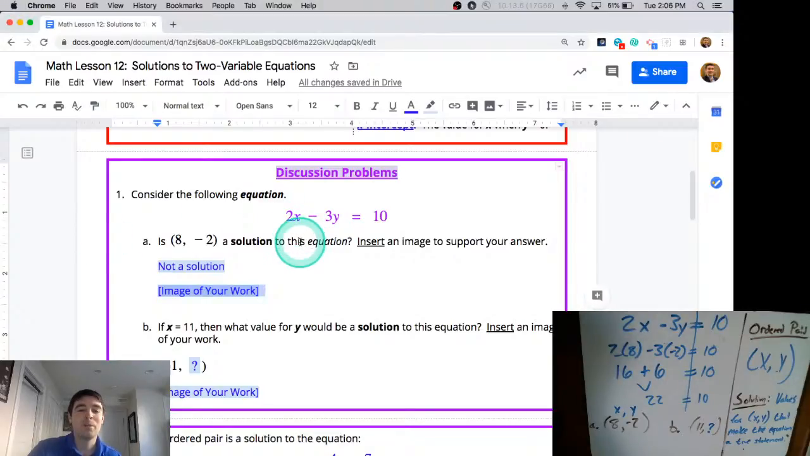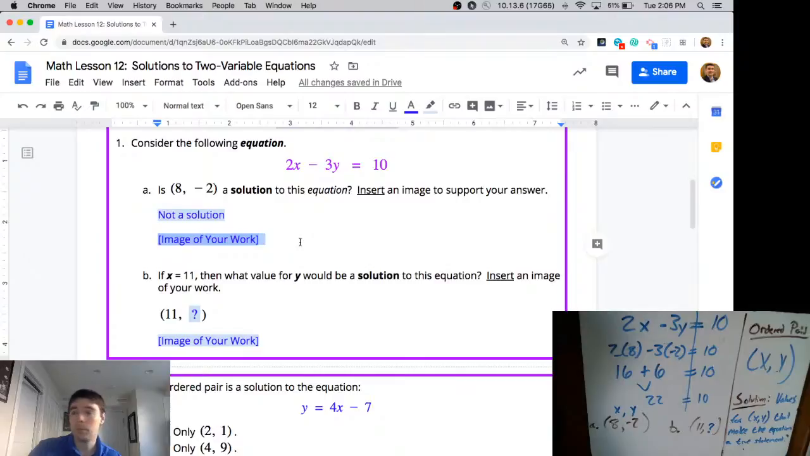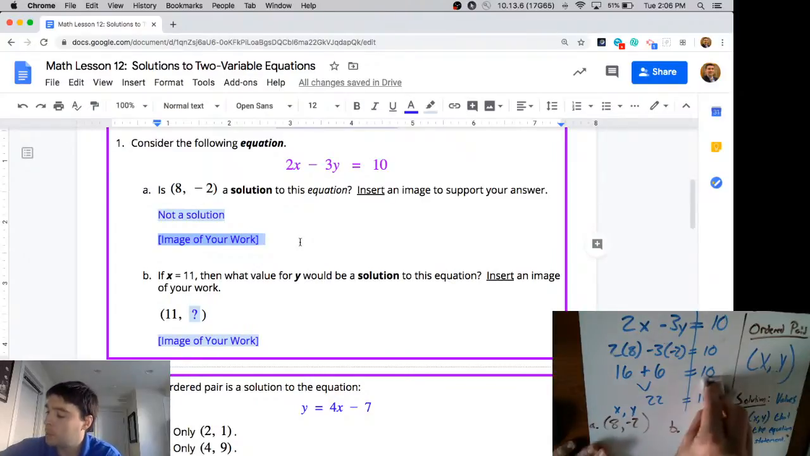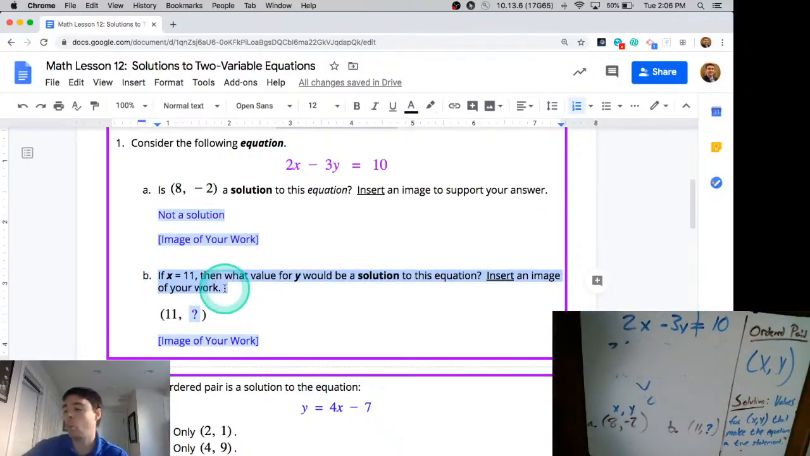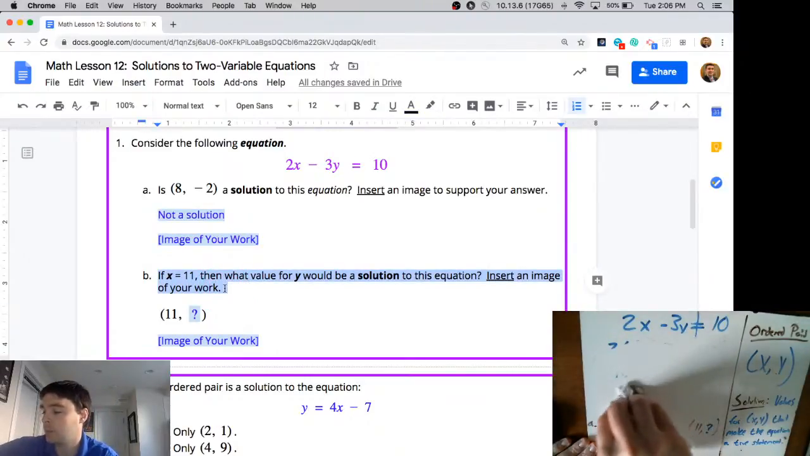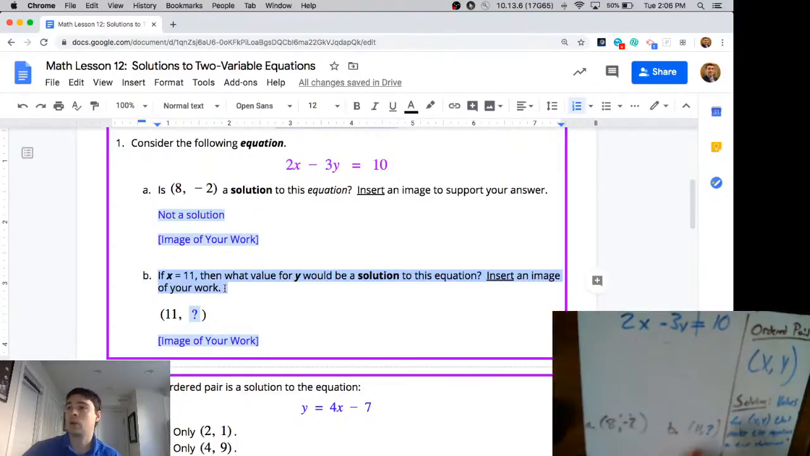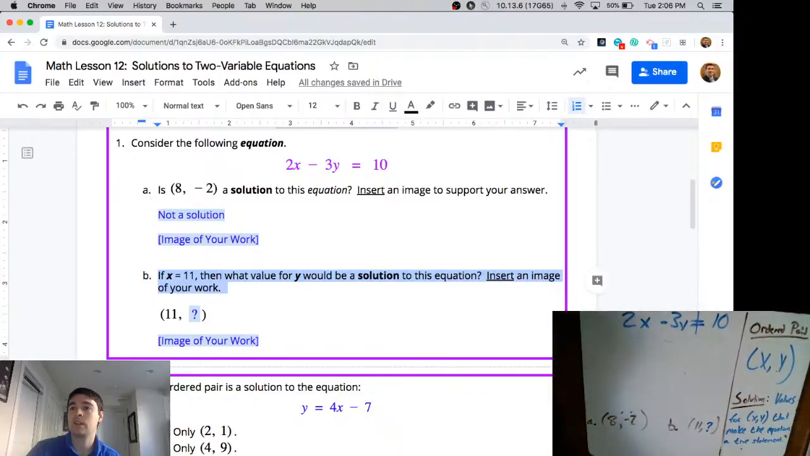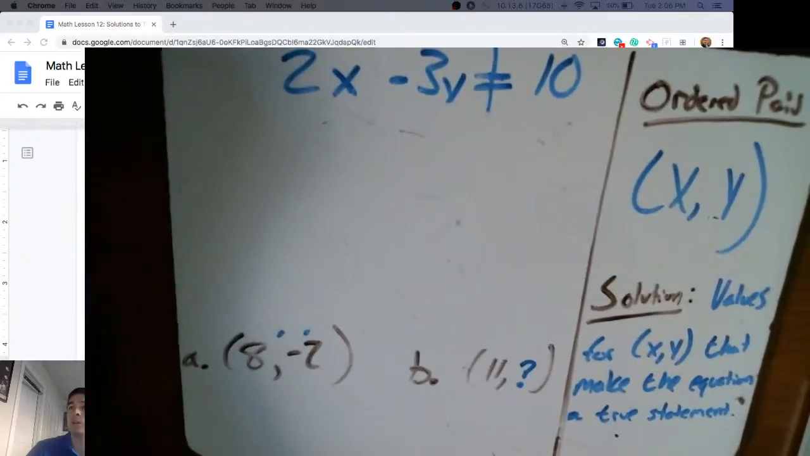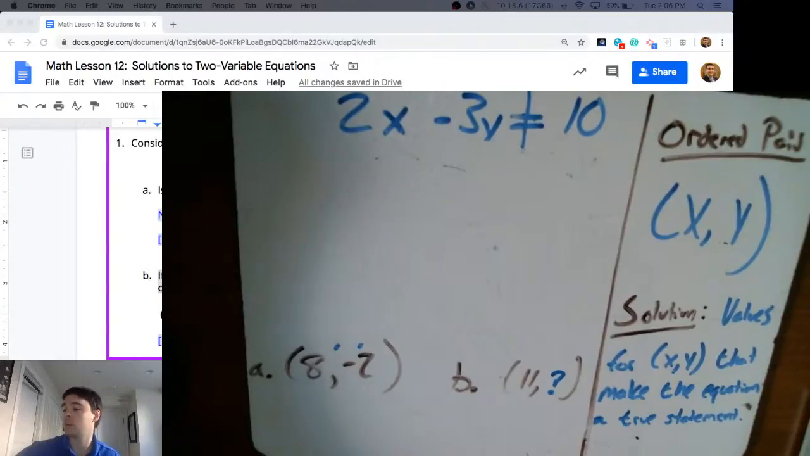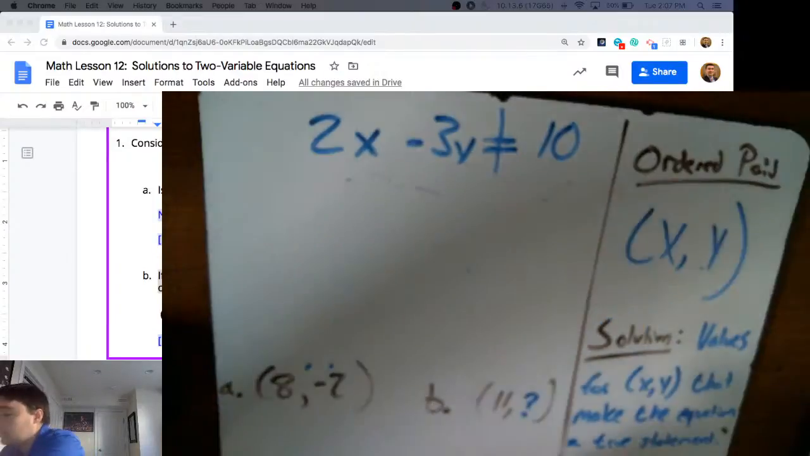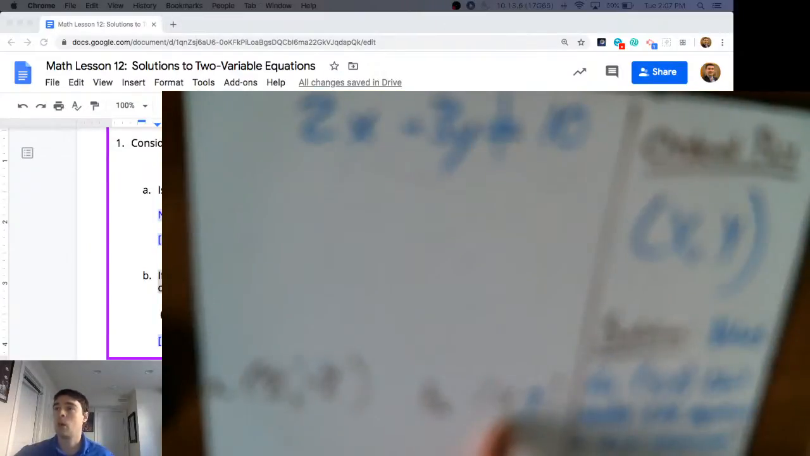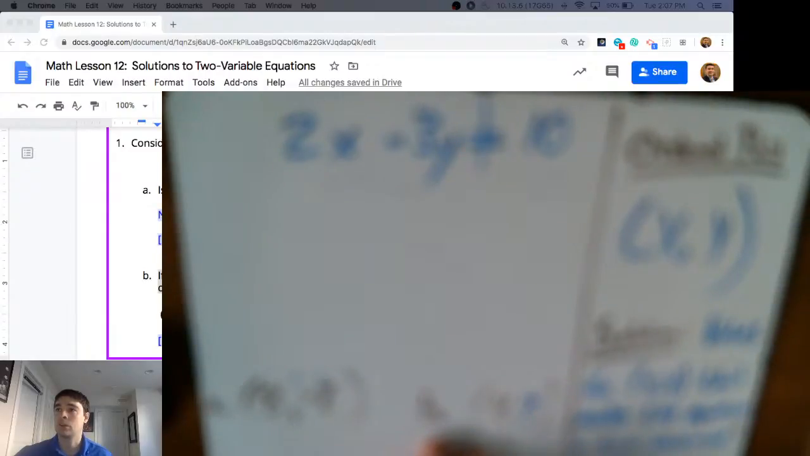Alright, so we're going to move into part B now. Part B has us working with the same equation, 2x minus 3y equals 10. But now part B says to us, if x equals 11, then what value would y need to take for a solution? So I have my equation 2x minus 3y needs to equal 10. And part B says if you make x be 11, in this ordered pair here, what does y need to be? That focus is a little off. We'll give it a second.